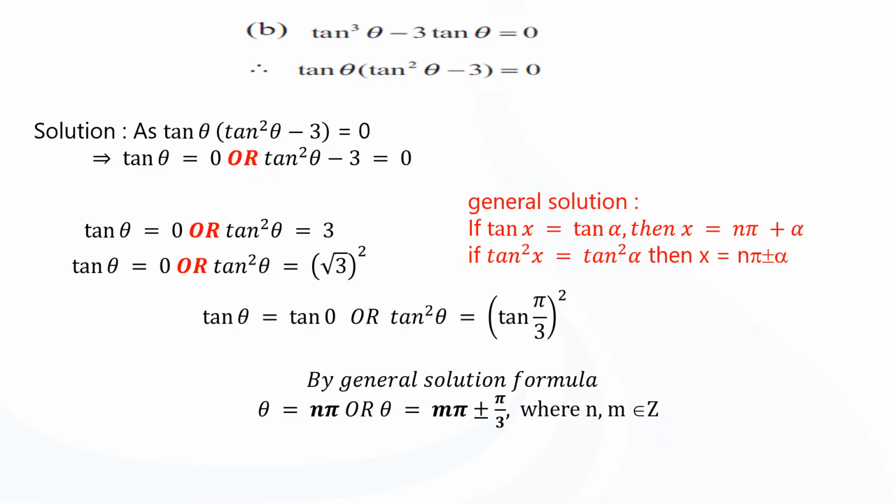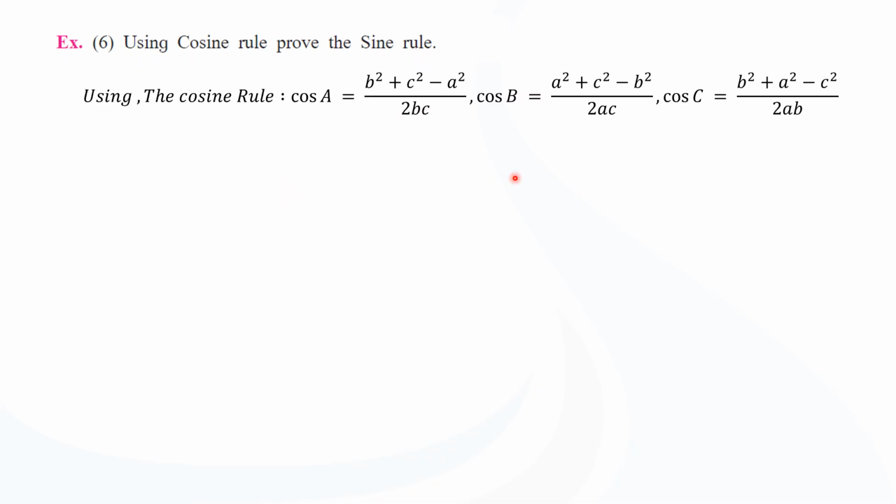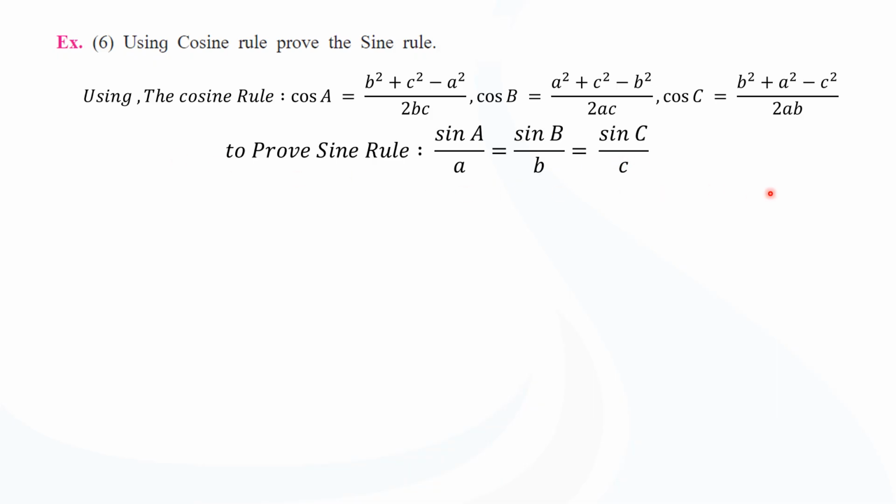That's the completion. Sum: using the cosine rule, prove the sine rule. So remember the formula. The cosine rule is this: cos A, cos B and cos C, and the sine rule is this. Now how do we prove the sine rule using the cos rule?